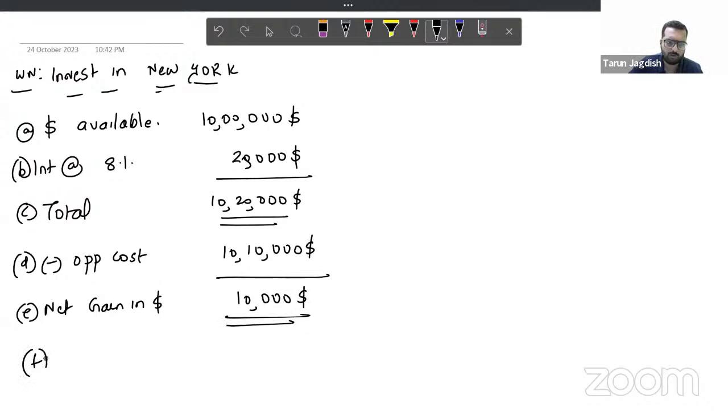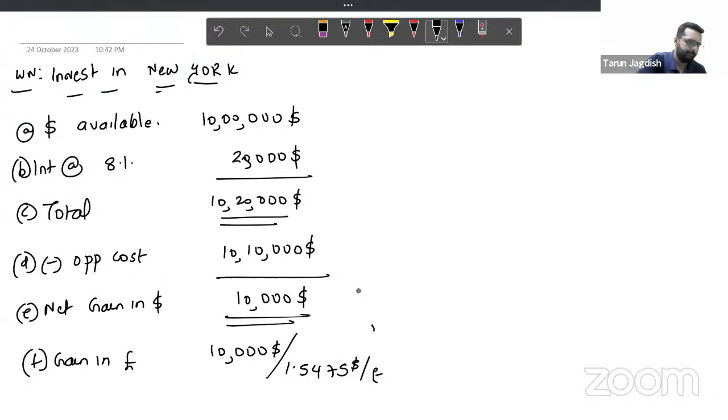Correct. So now if you want to find out the gain in pound, you will convert this at 1.5475. That will be $10,000 divided by 1.5475. Do you get the answer as 6,462 pound? This is going to be your gain. Can you write down this now?